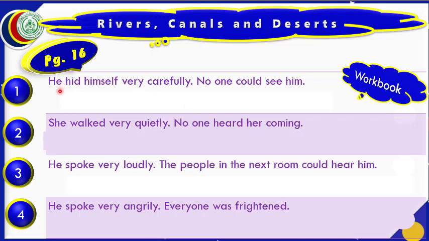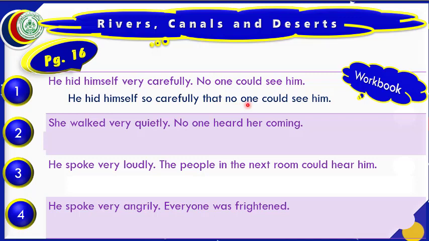Dear students, what will be the answer of first part? He hid himself very carefully. We shall write here so carefully. Instead of full stop, we shall write here that, and we shall change this capital N into smaller n. Let us write the answer. He hid himself so carefully that no one could see him. Yes, this is the correct way to change two sentences into a single one.